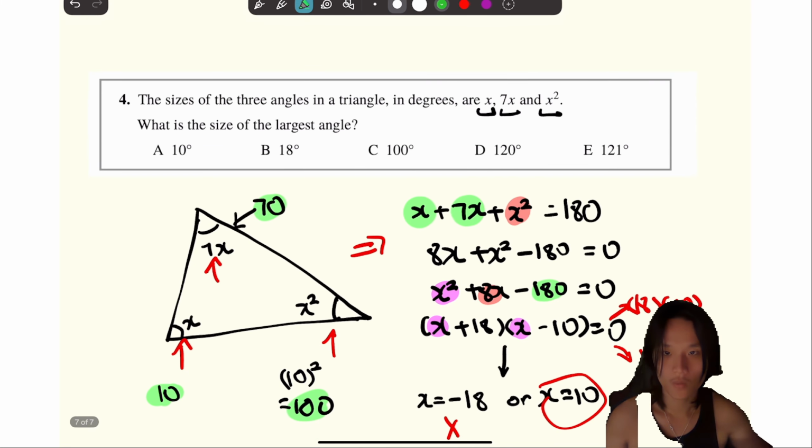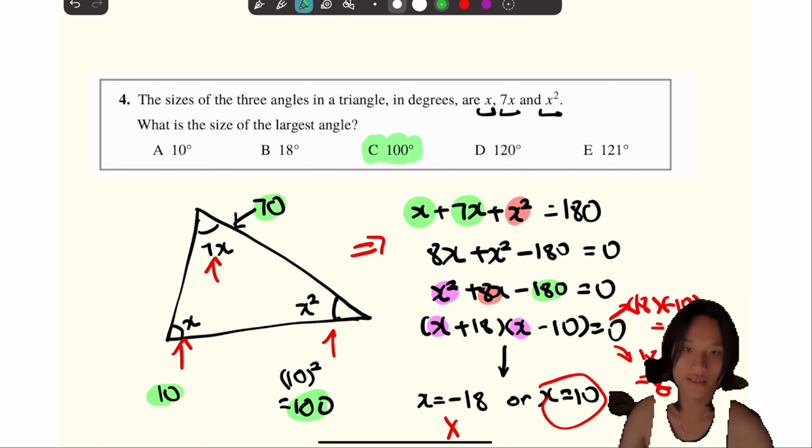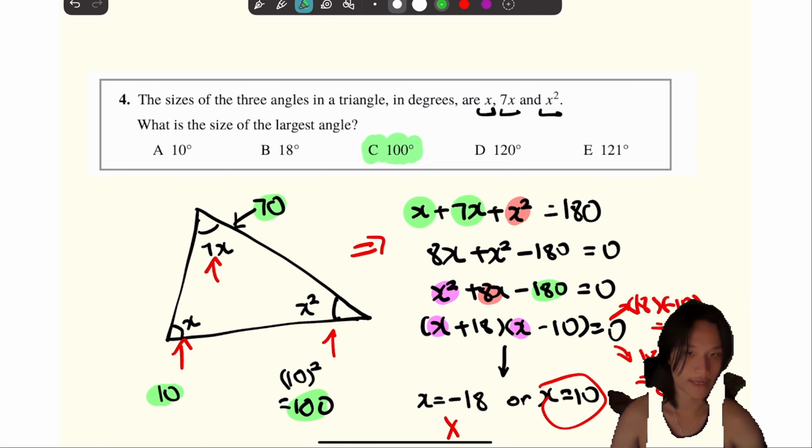And the question says, what is the size of the largest angle? Clearly the largest size is 100 degrees. And so the answer is C. And that's our answer. How amazing.